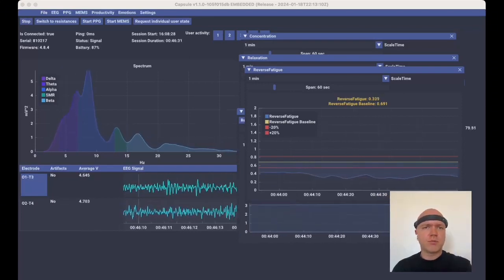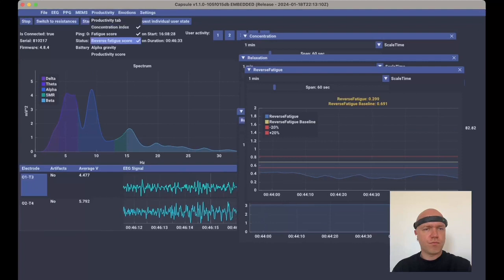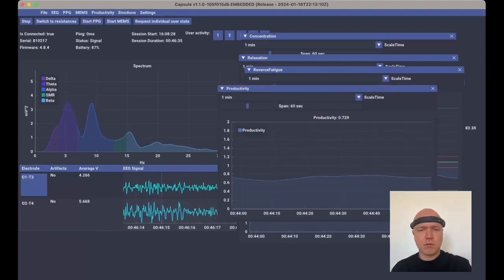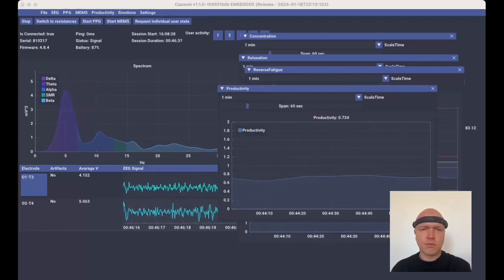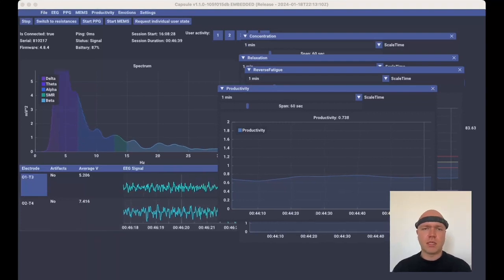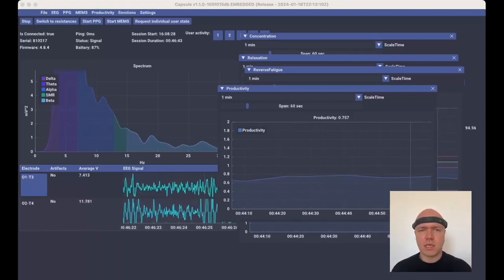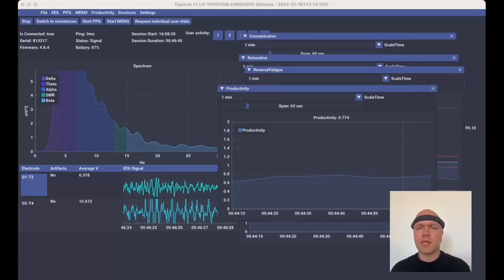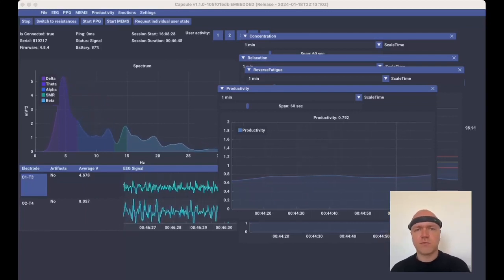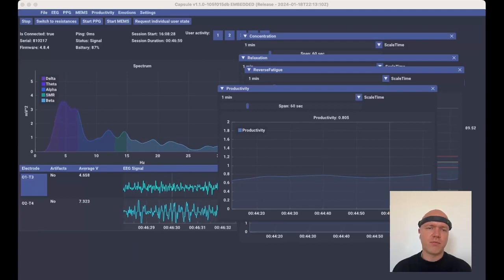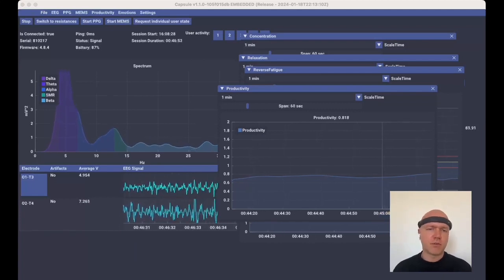Okay, let's jump to the productivity tab. Here we have the productivity score, or productivity index if you want. It shows how busy your brain is in real time and how much you're engaged in solving a particular task. For people with IPF less than 10, productivity is inverse fatigue. For people with IPF more than 10, productivity is alpha gravity.